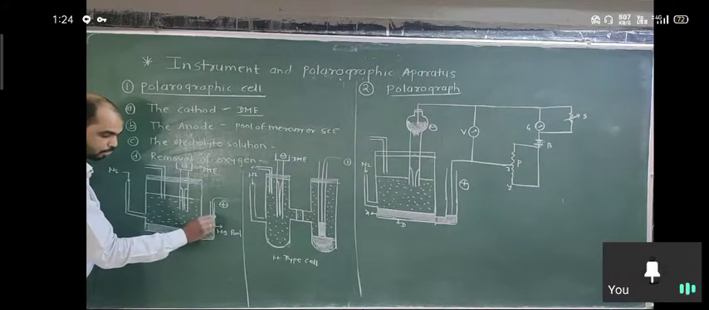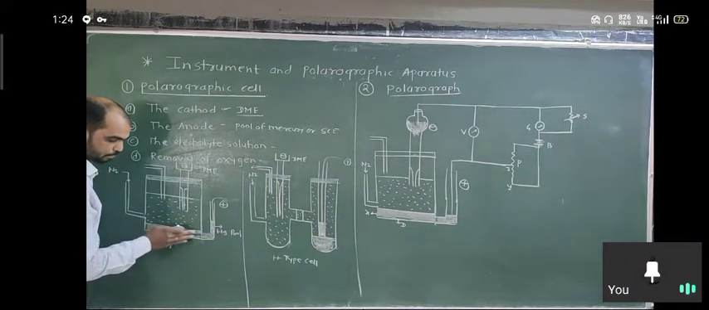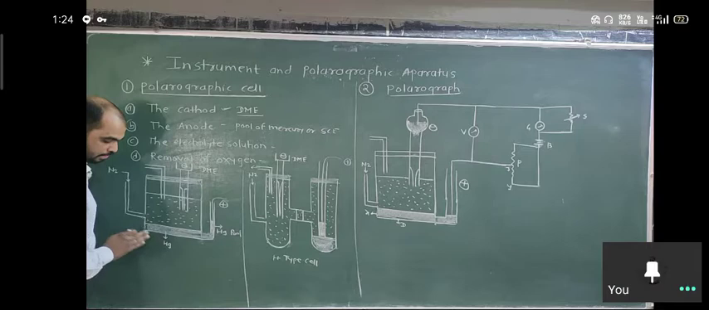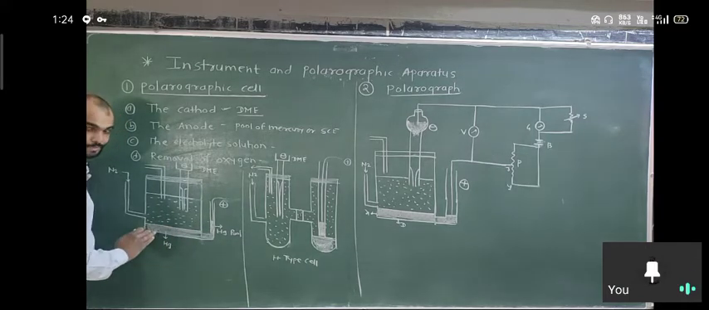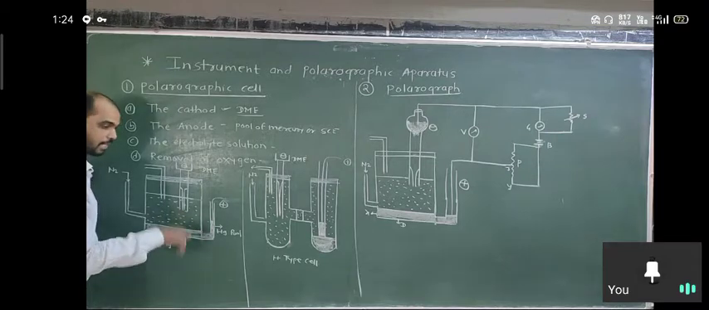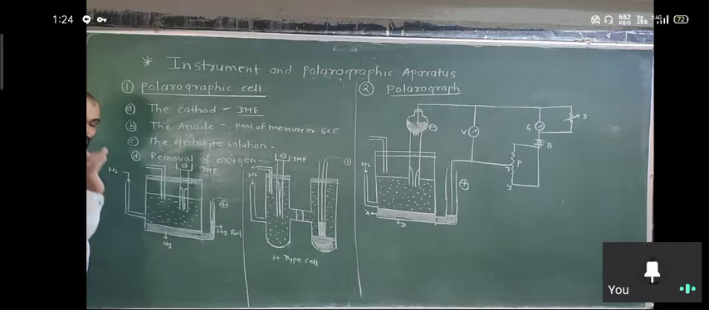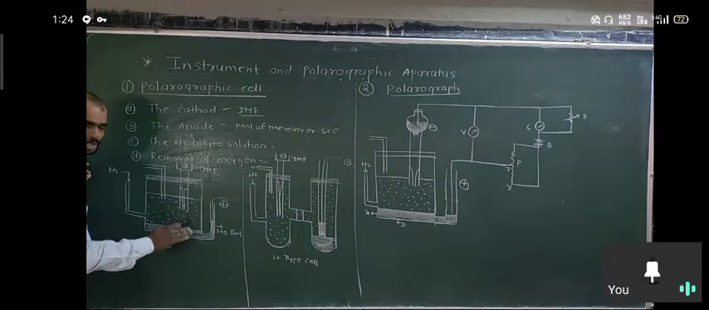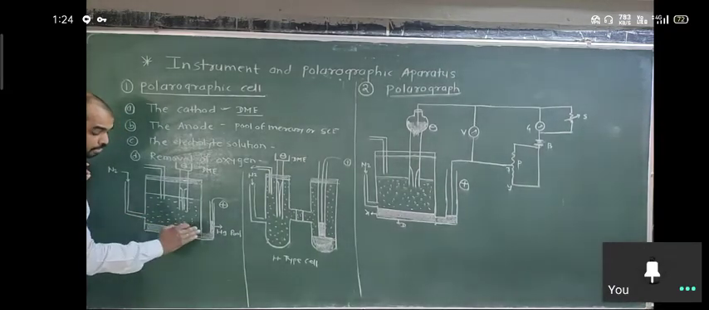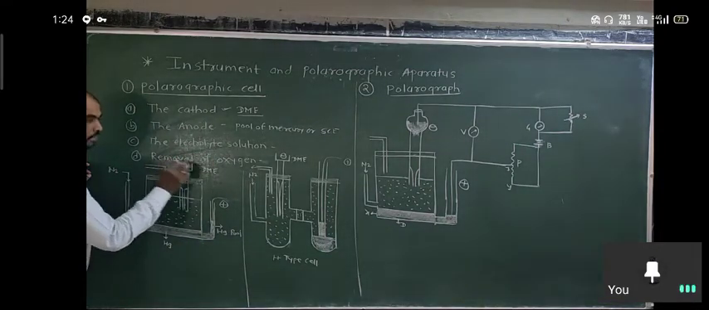What does a pool of mercury mean? A pool of mercury means a large amount of mercury placed at the bottom. It acts as a pool of mercury. If this mercury pool is not used, sometimes we use the calomel electrode. So a saturated calomel electrode can be used. In that case there is no need to place the mercury at the bottom. So this is the removal of oxygen.